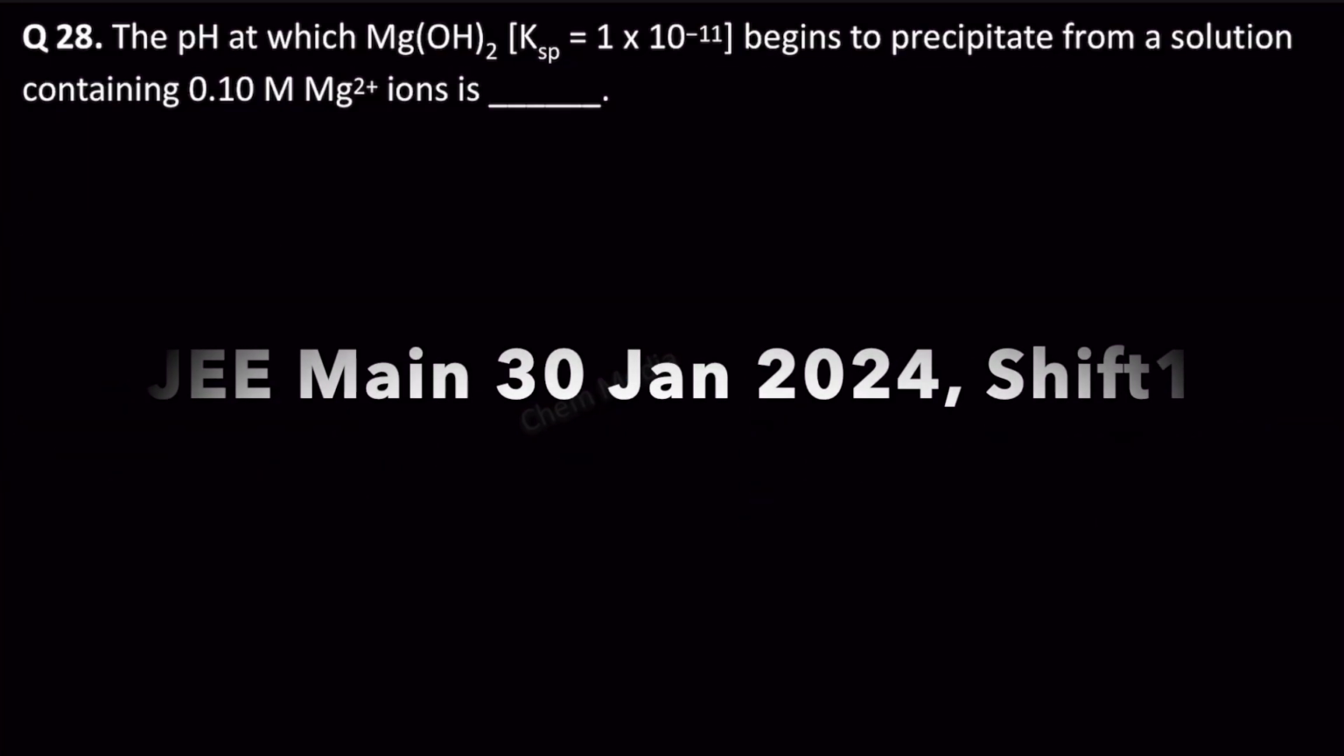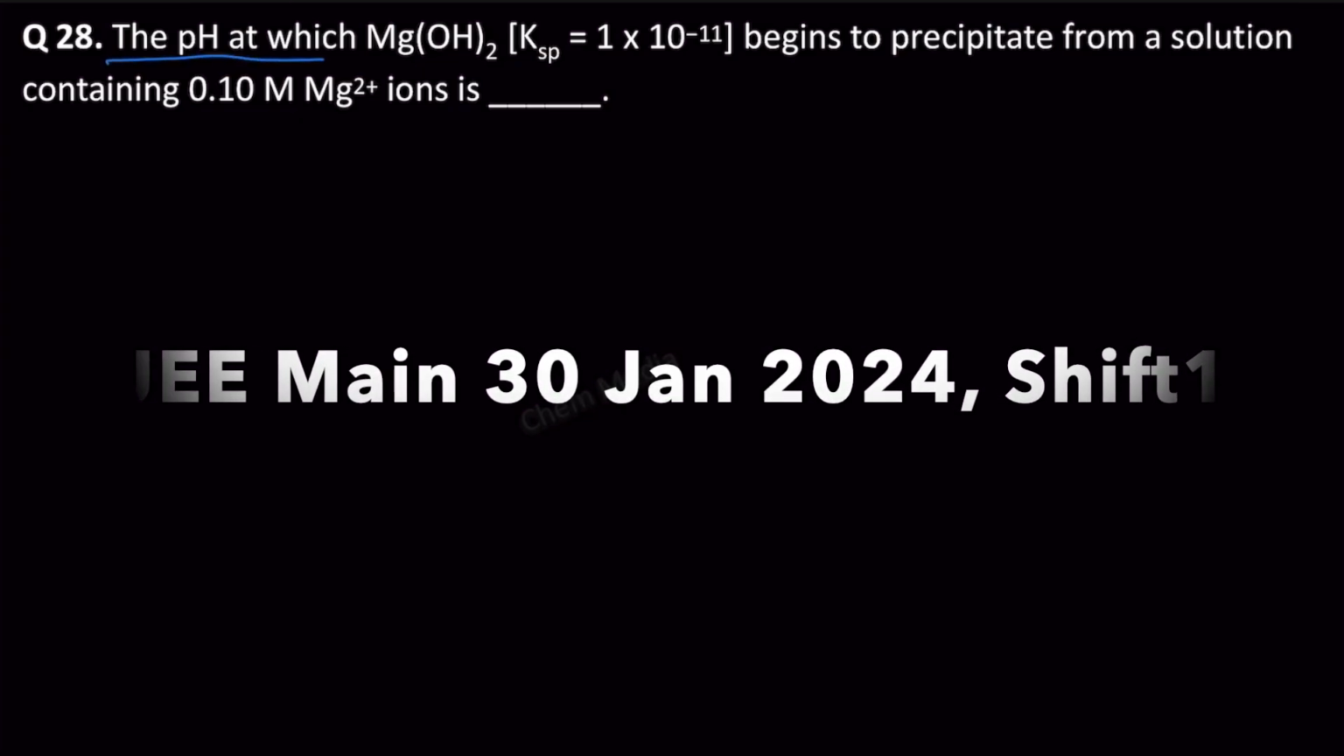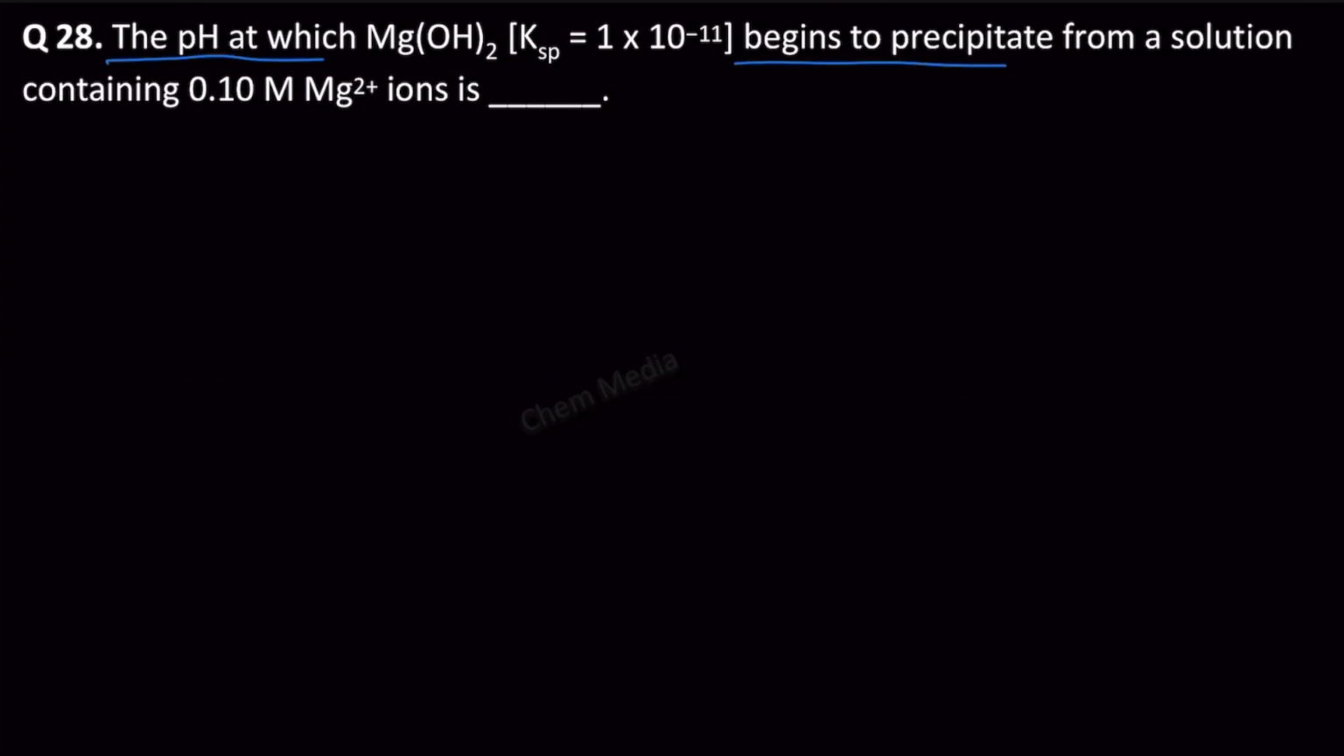Here is a tricky question from ionic equilibrium. The pH at which magnesium hydroxide begins to precipitate from a solution containing 0.10 molar Mg2 plus ions is how much?